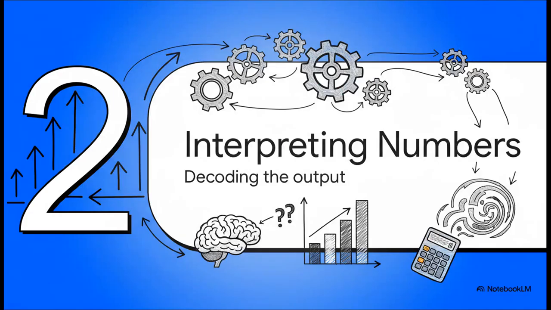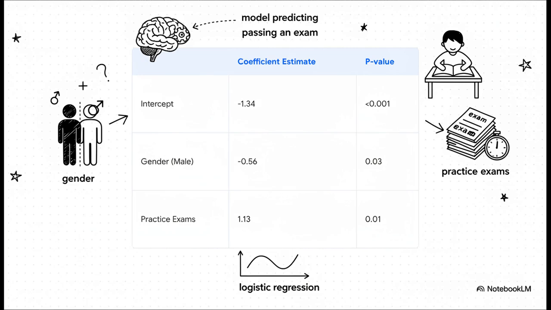Okay, moving on to interpreting the magic numbers, how we decode the model's output. So we've got our S-curve, we've got our probability, but what are the numbers inside the model actually telling us? Let's jump into an example and see if we can crack the code. Imagine we built a model to predict whether a student will pass their final exam. And our model looks at two things, the student's gender and the number of practice exams they took. The model runs and spits out this table.